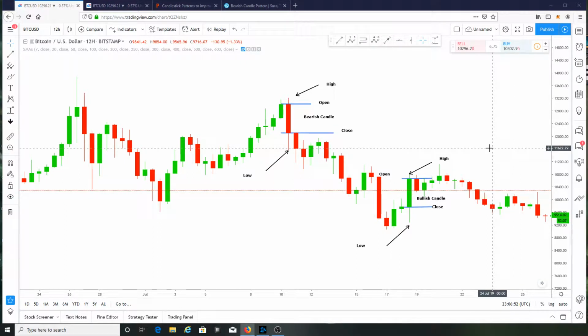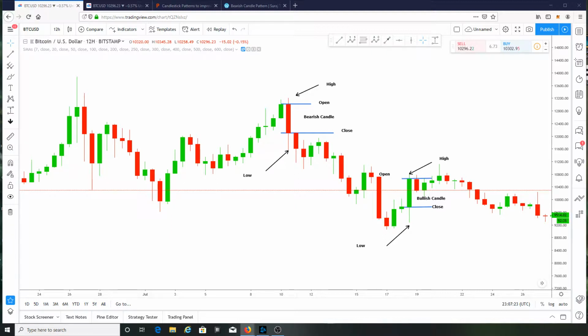That's basically what wicks represent. The top of the wick represents the high of that candle on that particular time frame, and the bottom of a wick represents the low. The bottom of the candle body, where it's full, represents the close here, and the top of the candle body, where it ends and goes into the wick, is called the open. And then obviously this is a bearish candle, this is a bullish candle.